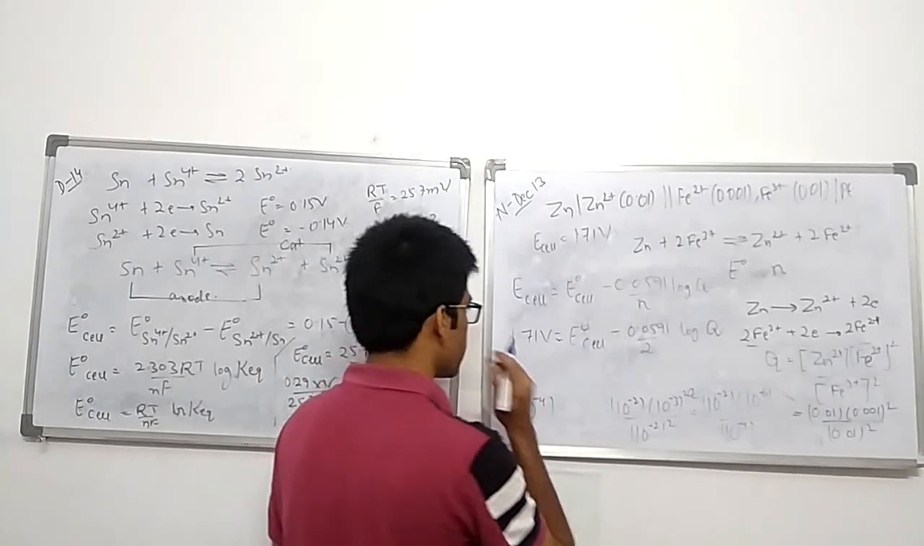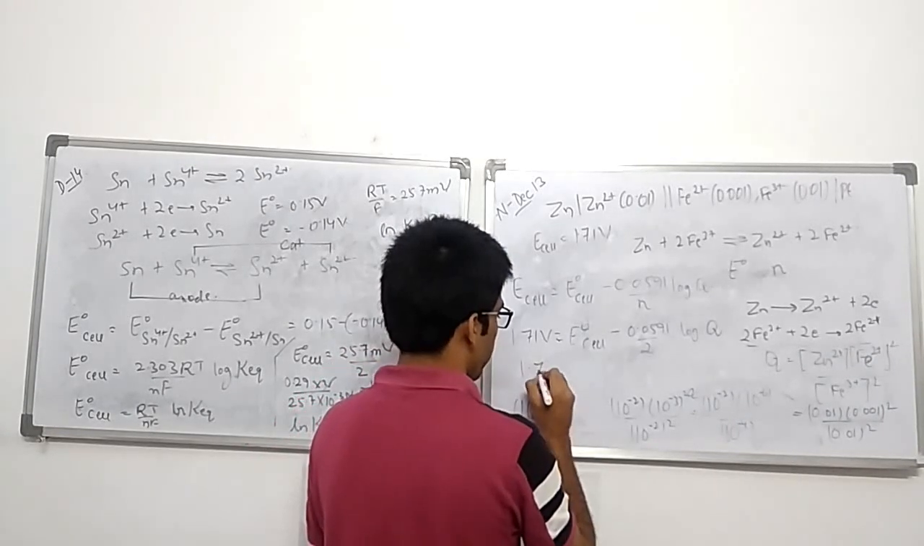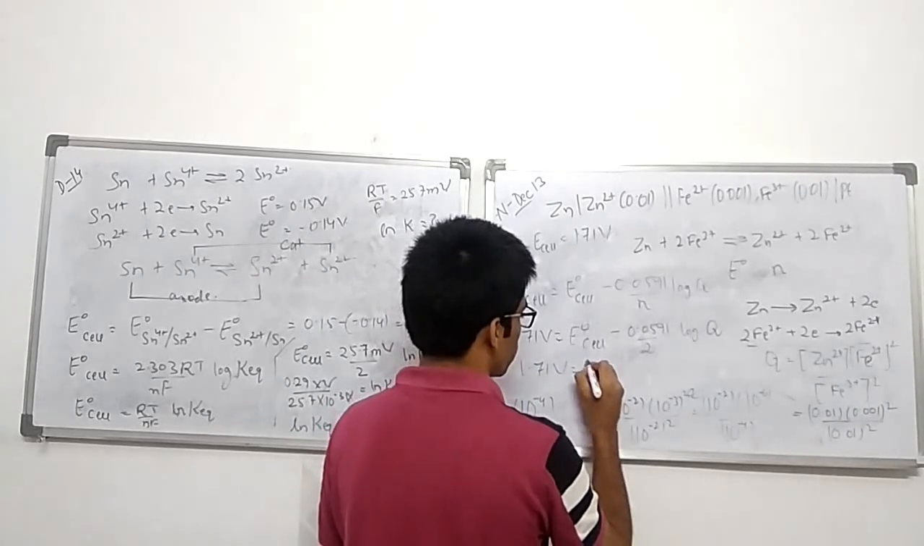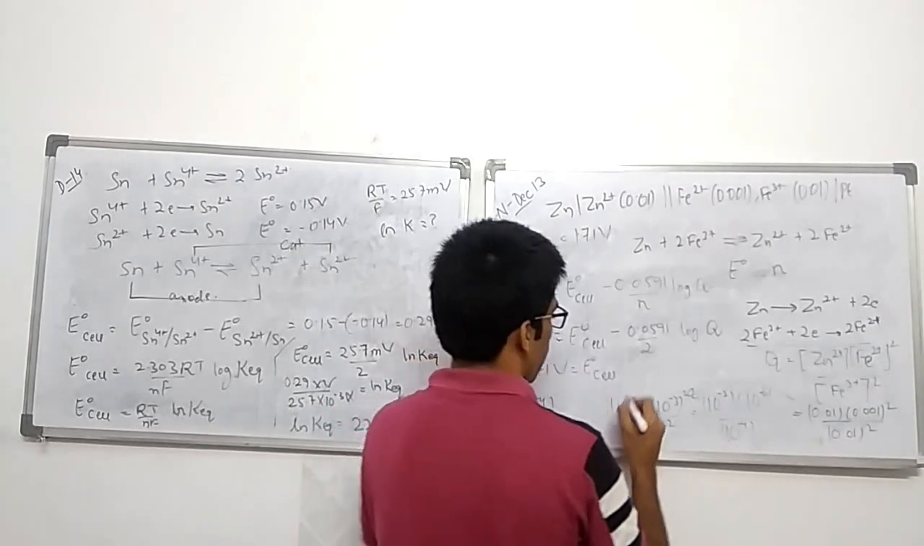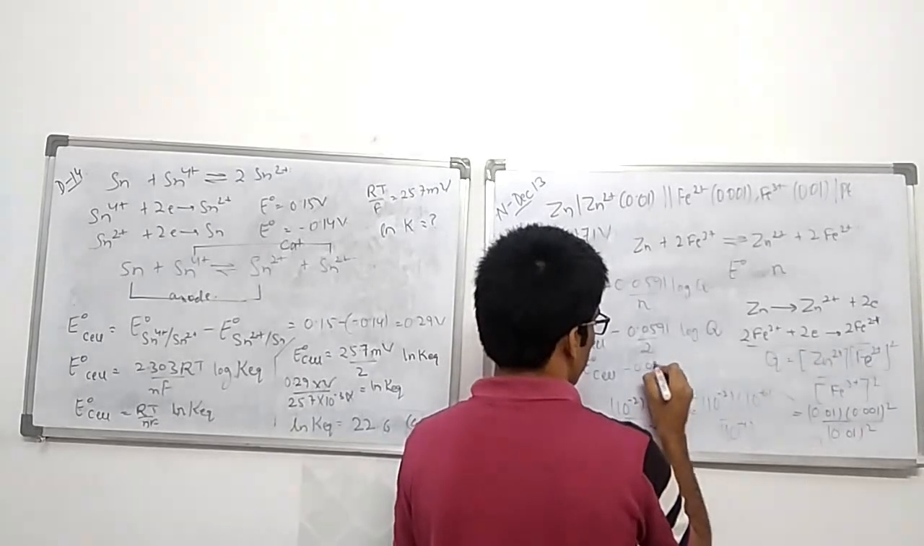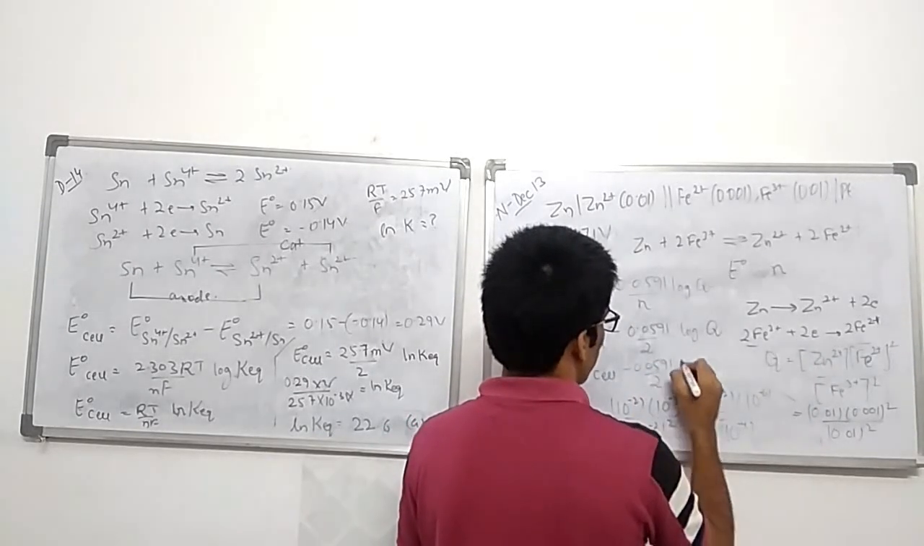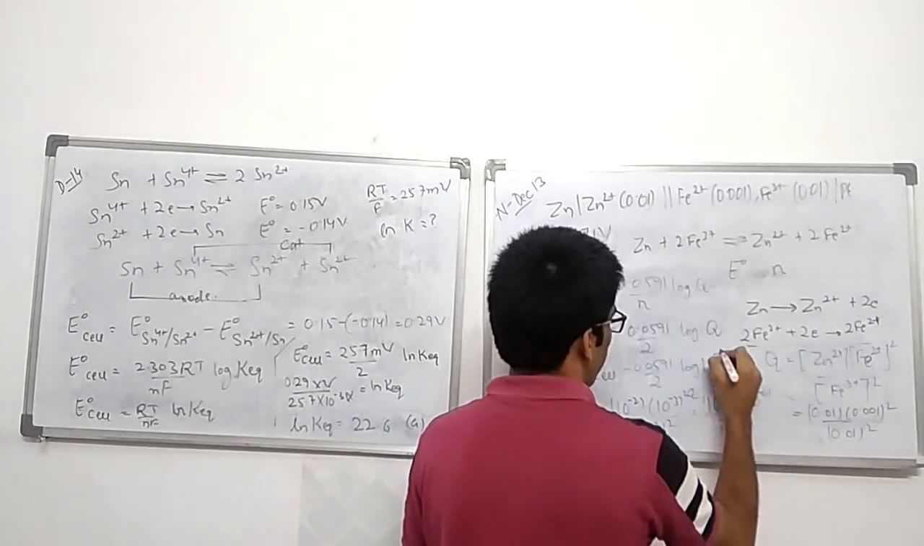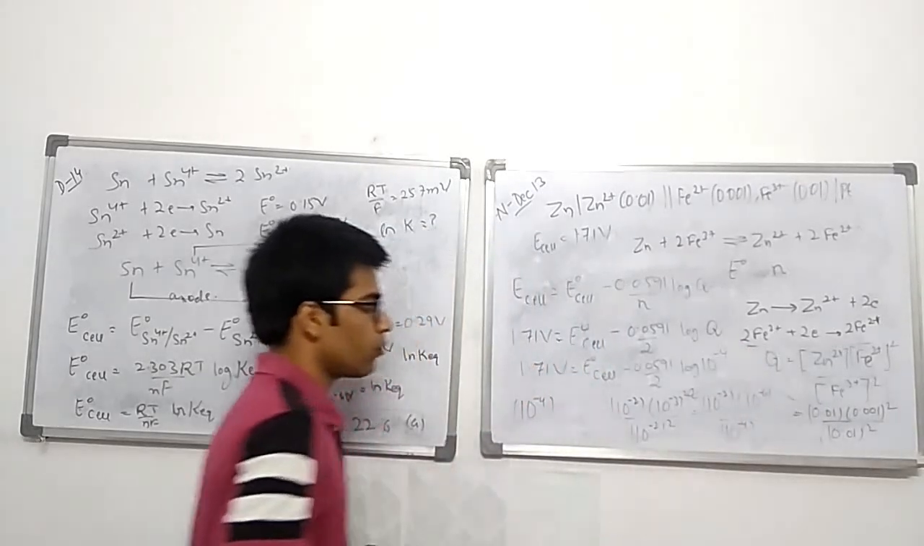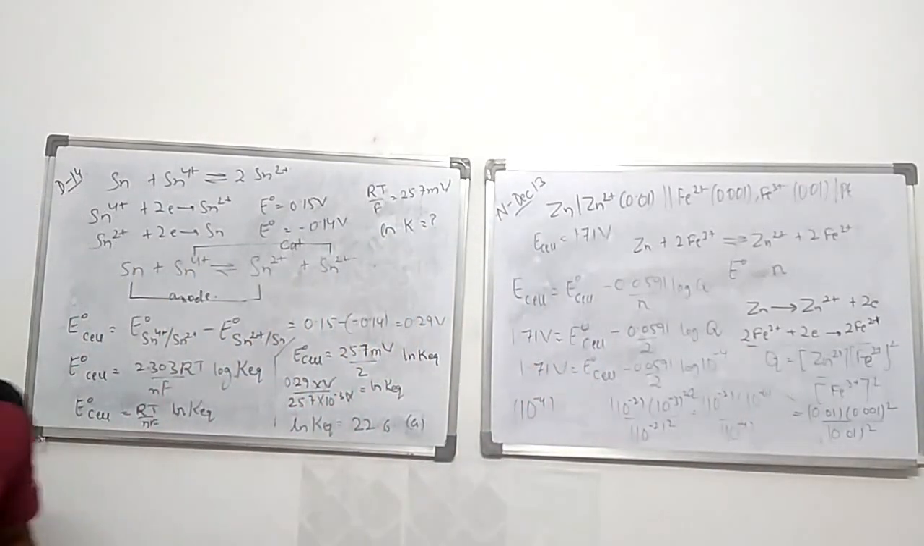I will directly put this here. So I get 1.71 volts is equal to E naught cell minus 0.0591 by 2 log 10 power minus 4. So now we'll solve this.